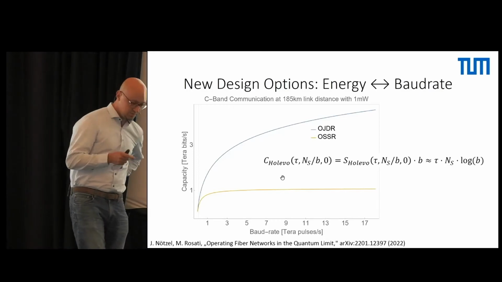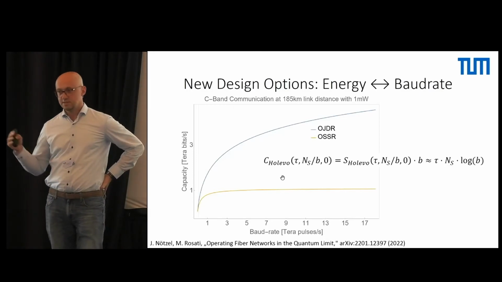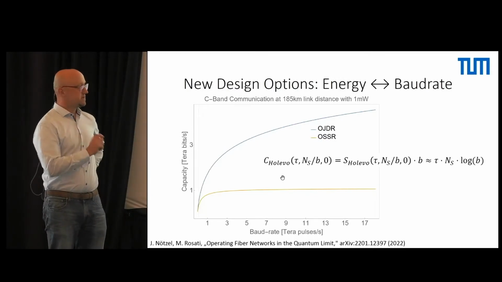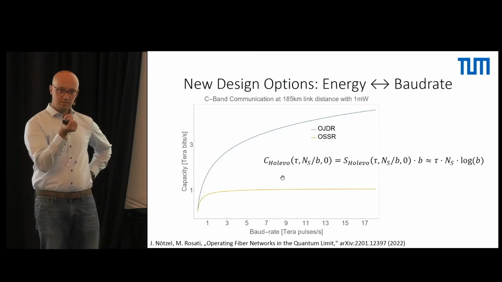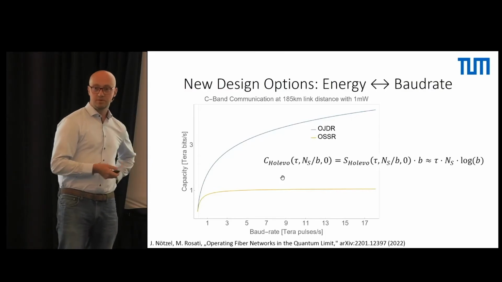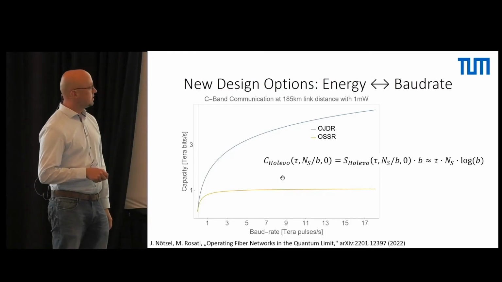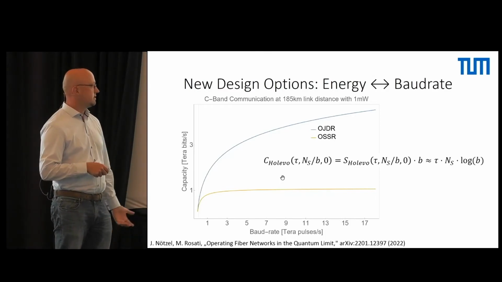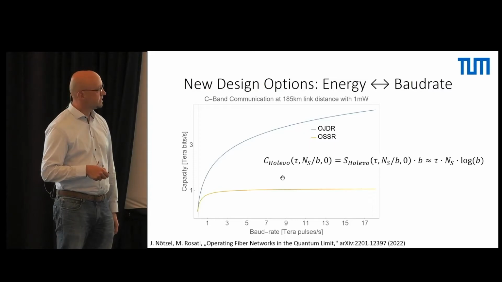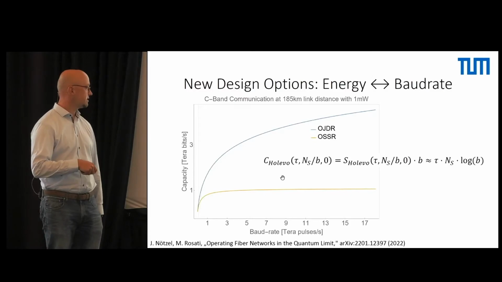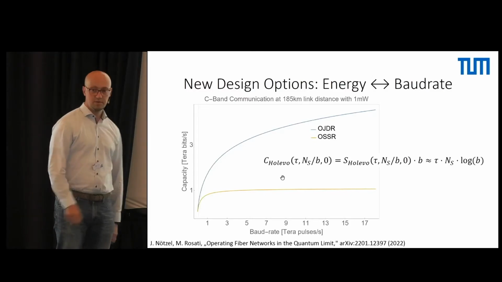Here we assume that we transmit a constant number of photons per second, but we modulate faster and faster. So the number of photons per pulse goes down because the duration of the pulses shrinks. Then we can do some very simple equations, and we see that the capacity of the Holevo system scales with the logarithm of the baud rate. So B here is the baud rate, and you see the baud rate depicted below here.